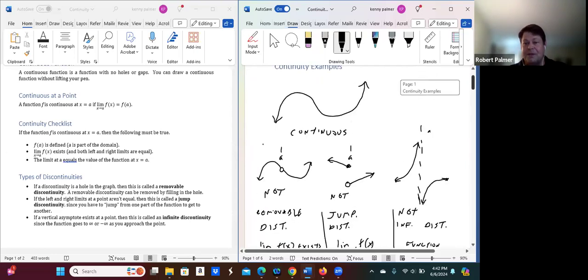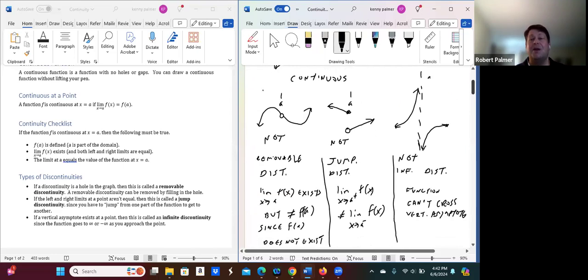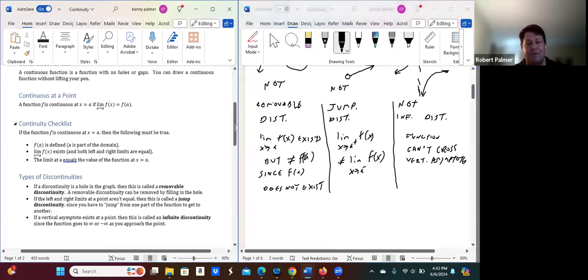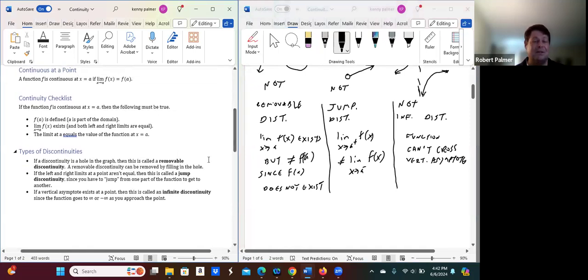Okay, so that's the idea of continuity and how continuity can be broken, how a function can be discontinuous. So over here, to determine whether a function is continuous or not, we have what's called a continuity checklist. I took this from a textbook. It's a good way of thinking about it. So basically, that takes this apart.